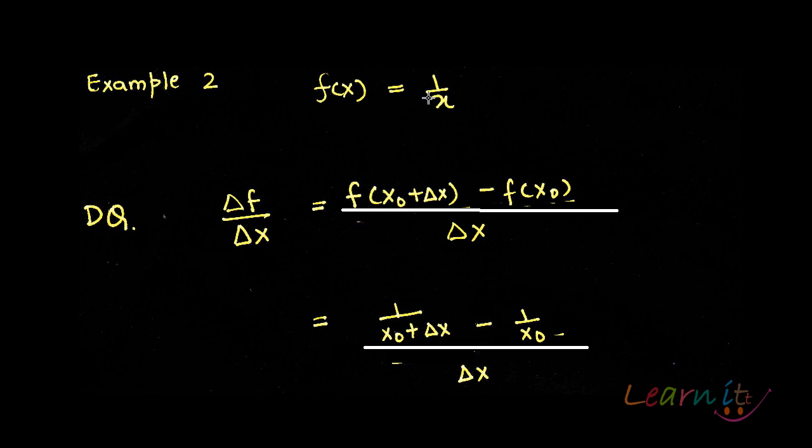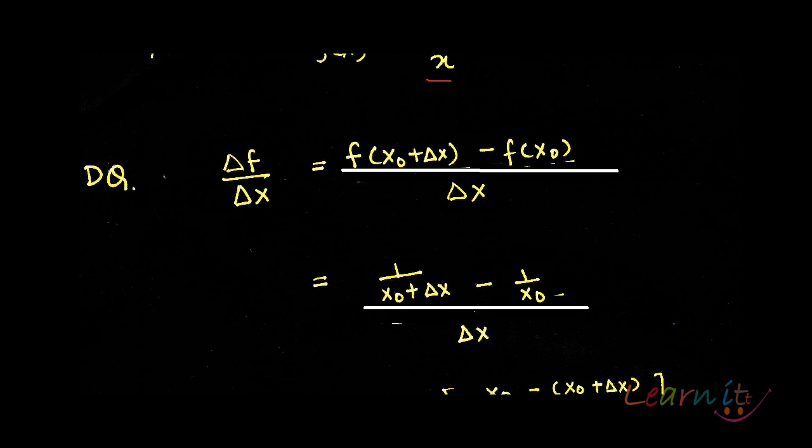Another example of finding a derivative using the first principles. Let us look at the function 1 upon x, the reciprocal of x. What do you think would be the derivative for it? Let's just figure it out. Now the function is 1 upon x.